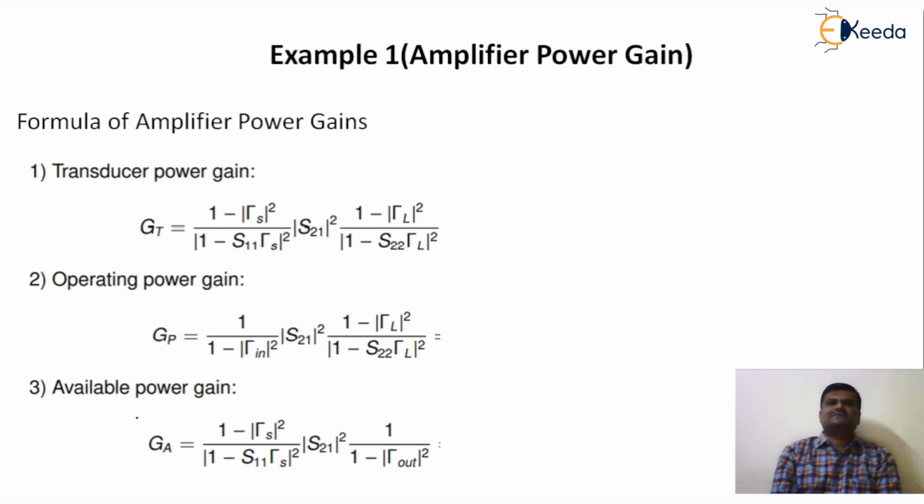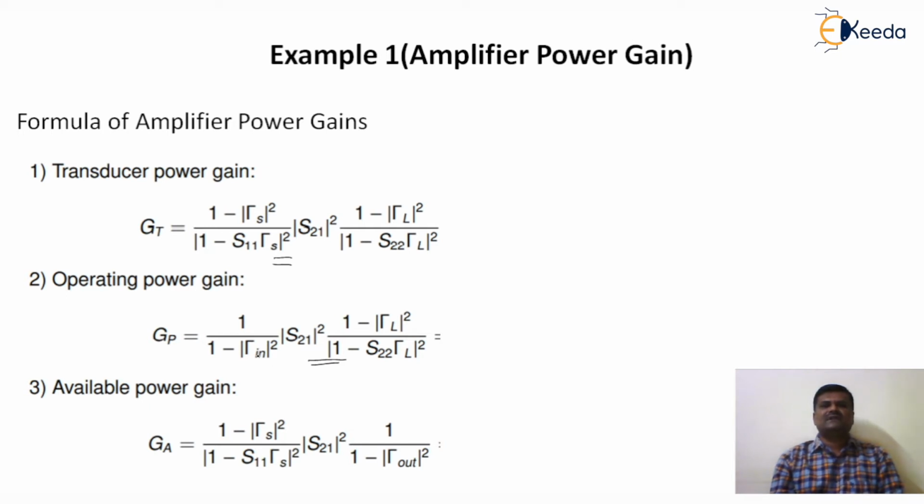Before that, first we summarize the formulas to be used for amplifier power gain. First is transducer power gain. So this is the formula for transducer power gain. For operating power gain, we keep the second part, that is mod S21 square and 1 minus mod gamma L square divided by 1 minus S22 gamma L mod square, as usual. Only change the first term by 1 divided by 1 minus mod gamma in square.